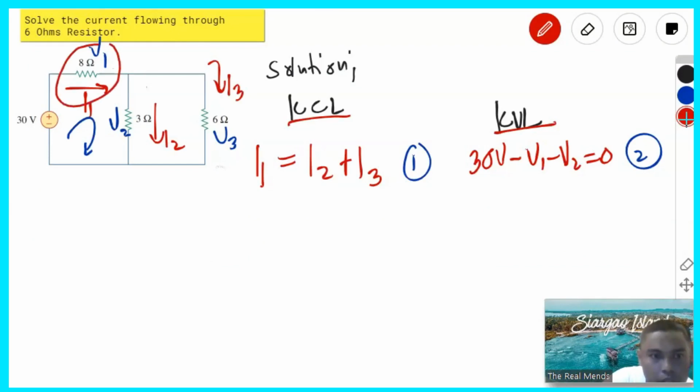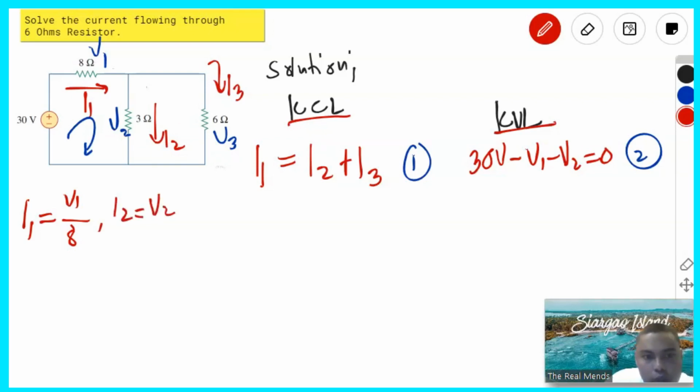And then from this 8 ohms resistor, we all know using Ohm's law that the value for I1 is equal to the voltage V1 over the 8 ohms resistor. And then the value for I2 is just V2 over 3 ohms resistor. And then the value for I3 is V3 over 6.